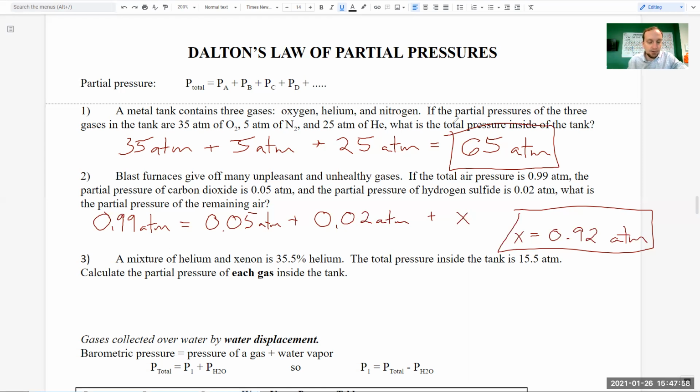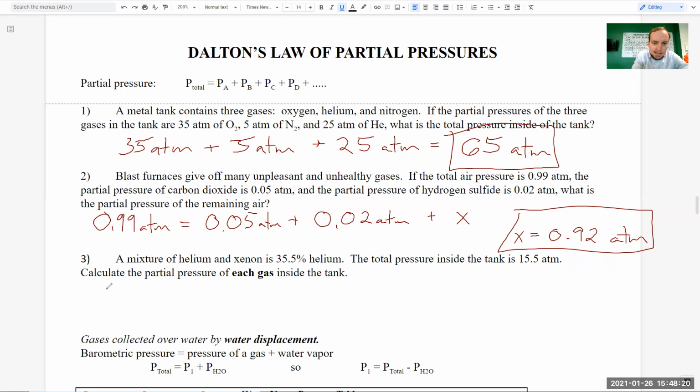Okay, number three, it says a mixture of helium and xenon is 35.5% helium. So we have a mixture of two gases, helium and xenon, and 35.5% of that is helium. The total pressure inside the tank is 15.5 atmospheres. So what's the partial pressure of each of the gases in the tank?